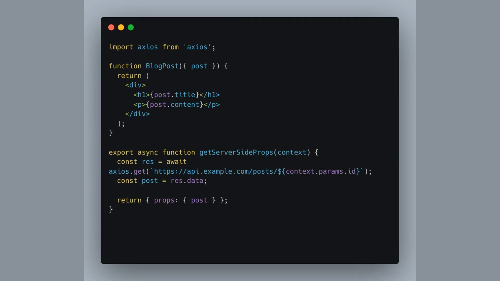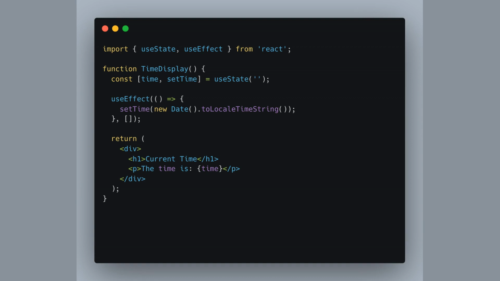Here we're looking at a blog post component, where we fetch data using server-side rendering. First, we use Axios to make an API call inside the getServerSideProps function. This function runs on the server each time the page is requested. We're fetching a specific blog post based on the ID from the URL, accessible through context params. The fetched post data is then passed as props to our component. This ensures that our blog post is rendered with the required data from the server, optimizing load times and SEO performance.